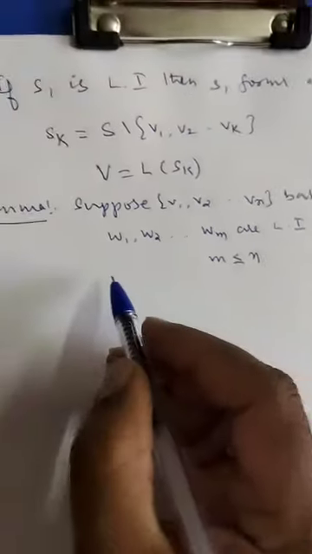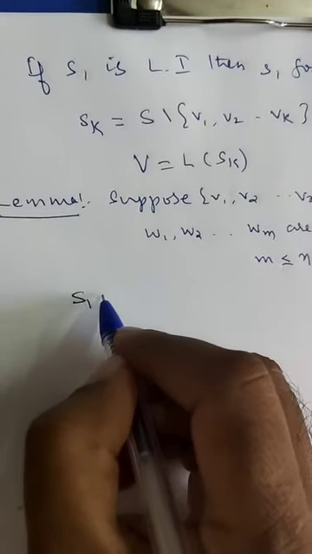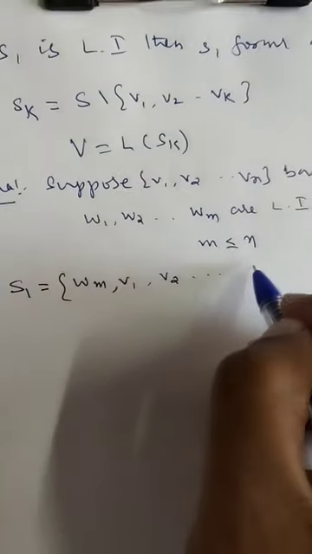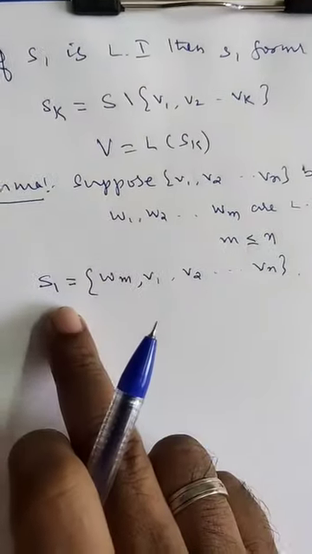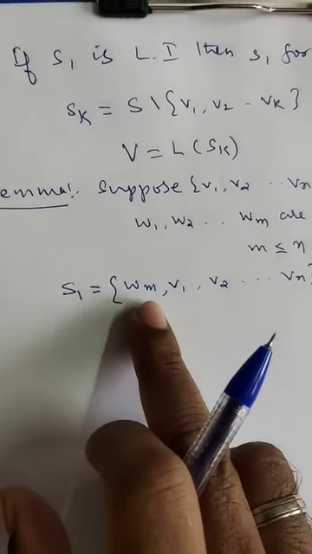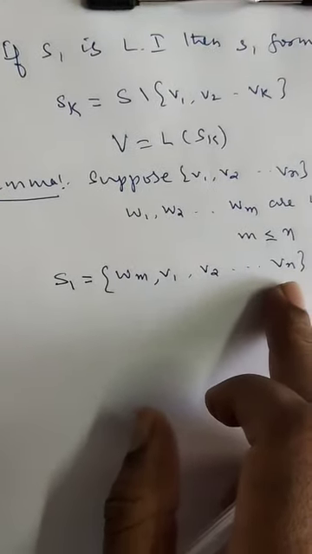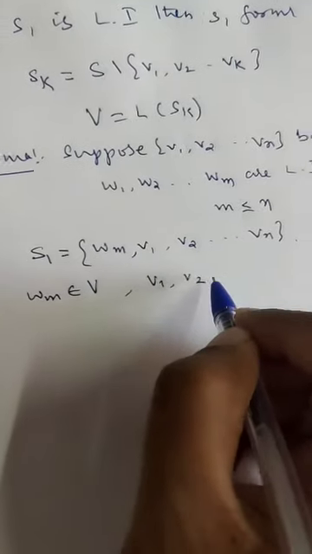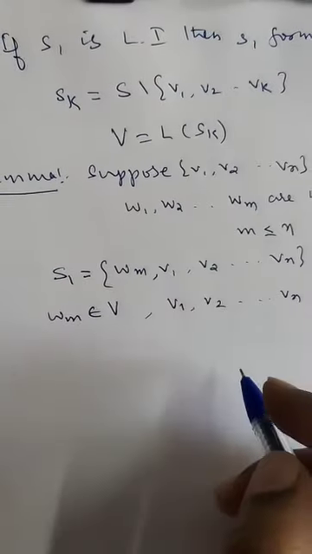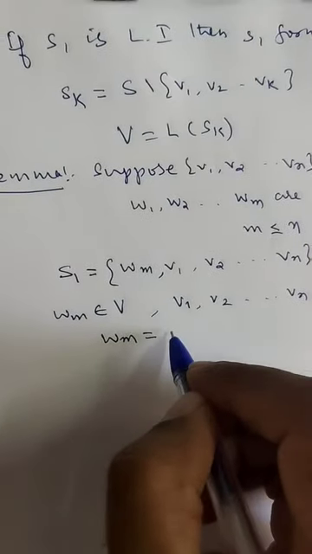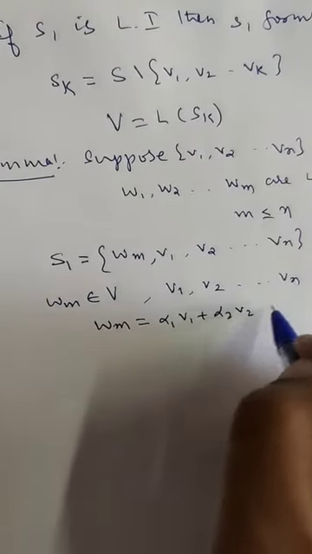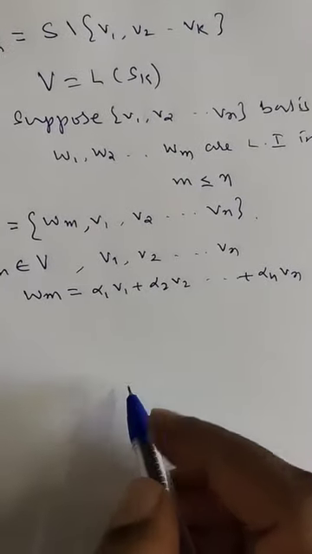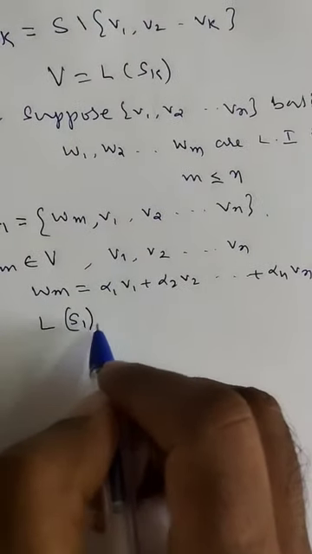For this, I'll take the set S1 which contains wm, v1, v2, etc., vn. I added wm to the set v1 to vn. Now wm belongs to V, and v1, v2, etc., vn is a basis, which implies wm can be written as a linear combination, say alpha 1 v1, alpha 2 v2, etc., alpha n vn.